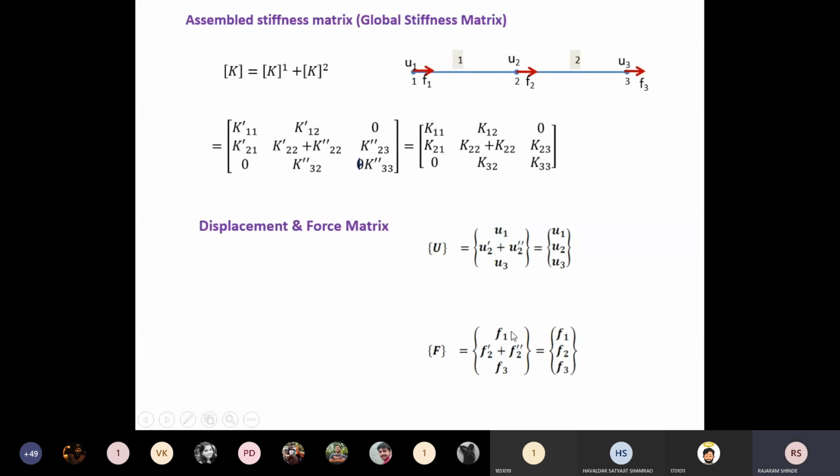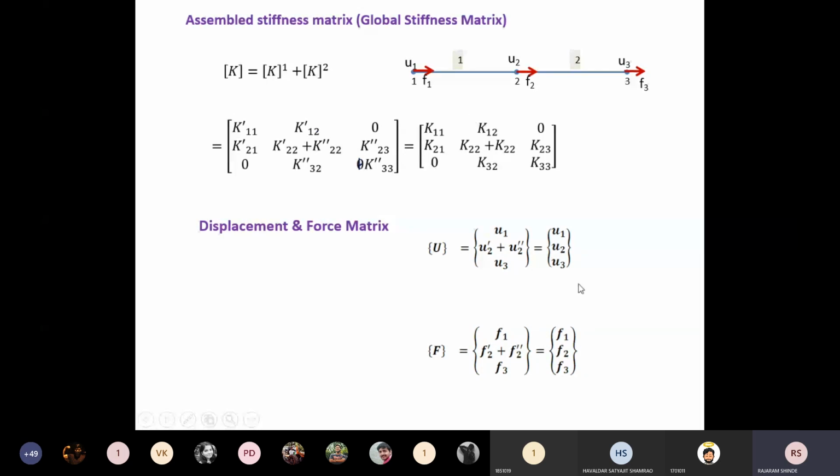Now, the same thing for the force. Here F1 is the force on node number 1, F2 dash is the force shared by element number 1, and F2 double dash is the force shared by element number 2, at the same location. F3 is the force at node number 3, and the addition of these will be the resultant forces F1, F2 and F3. Now this is the assembly of the stiffness matrices, displacement matrix and force matrix.